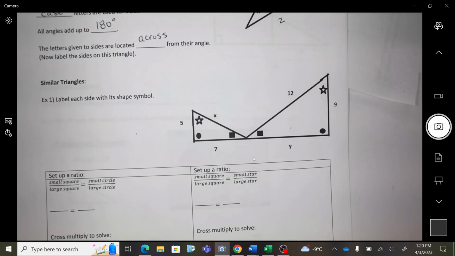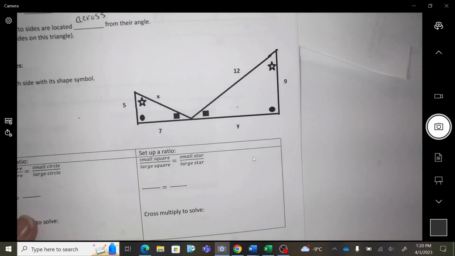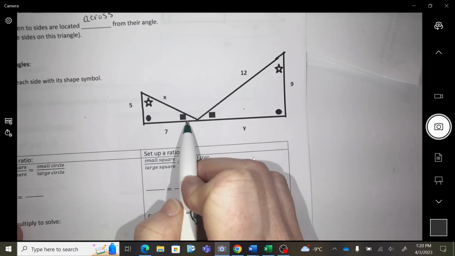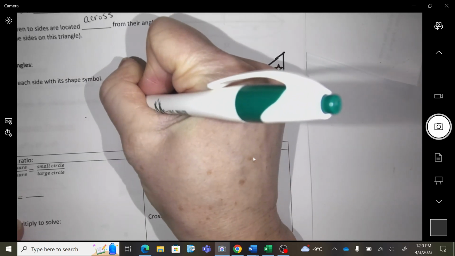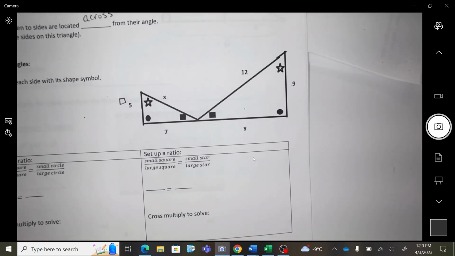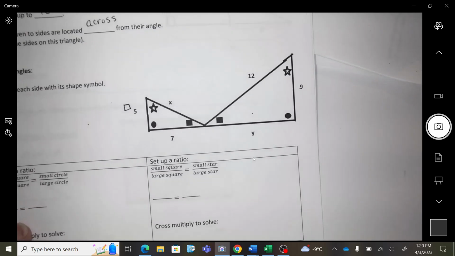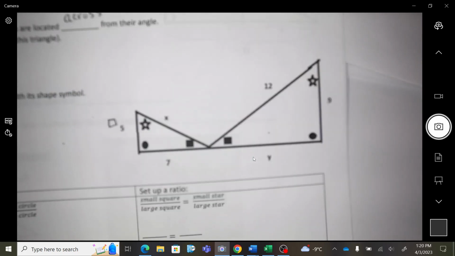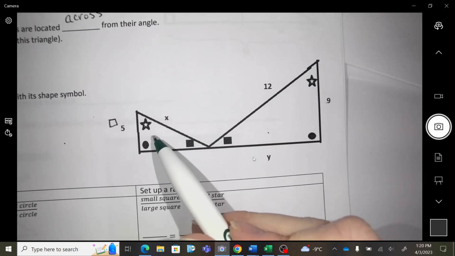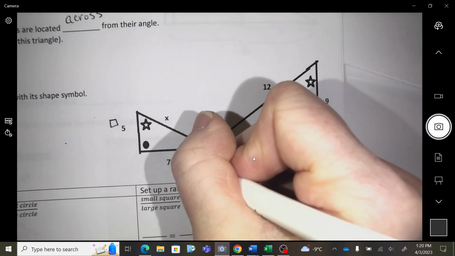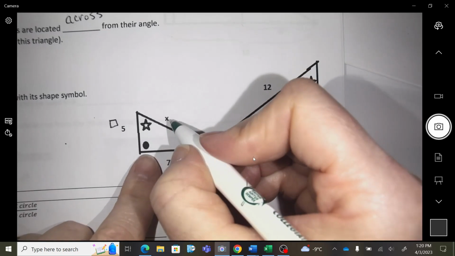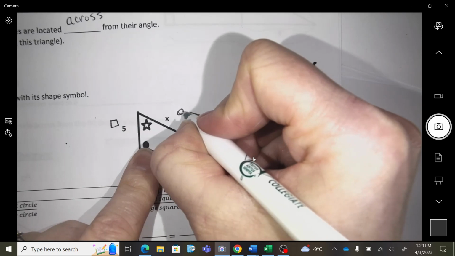Okay, we're going to label these. So 5 is across from the angle with a square. So I'm going to call side 5 the square side. Seven is across the angle that's labeled with a star. So I'm going to put that beside the 7 to show you that that's the star side. And the X is across from the circle angle.